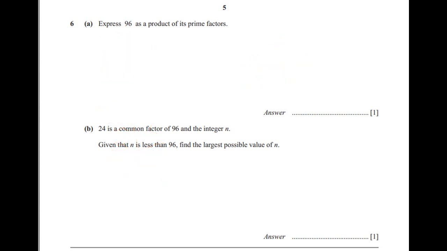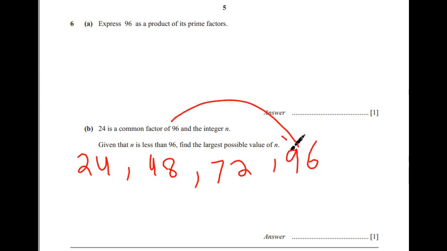24 is a common factor of 96 and integer n. Given that n is less than 96, find the largest possible value of n. Alright, now 24 is also a factor of n. So let's write the table of 24. That will be 24, then 48, then 72 and 96.